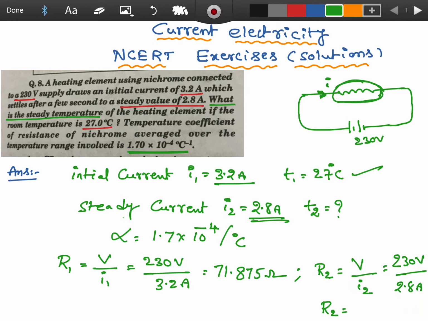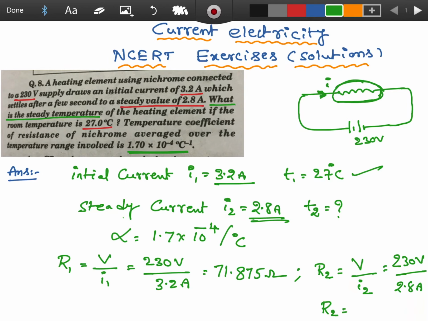You may get the doubt, sir, after 2.8 ampere, why do you call it steady, why doesn't it decrease further? Because when it attains the steady state, whatever heat is produced in this element is dissipated to the surroundings. Exchange to surroundings, then it becomes steady.